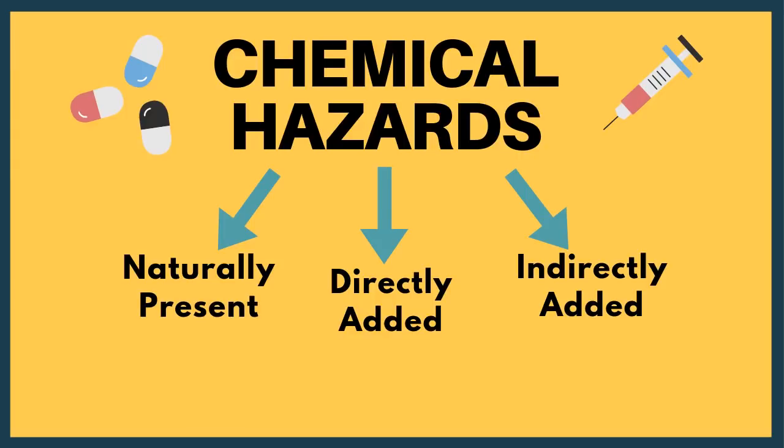Moving on to hazard number 3, and that is chemical hazards. Now the chemical hazards are subcategorized or subdivided into 3 categories. The first one is the naturally present, the second one is directly added, and the third one is indirectly added. The naturally occurring chemical hazards that are present in the food can cause some kind of allergies or some kind of intoxication inside the body.